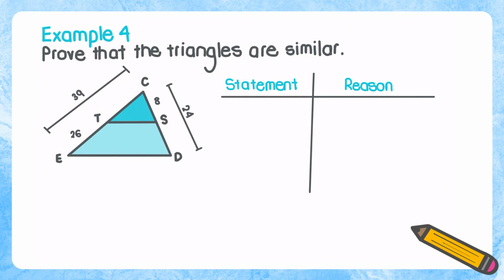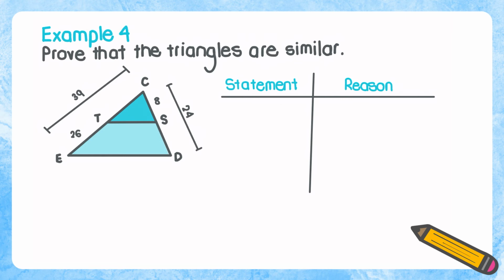Alright, so let's take a look at one more example. We're going to prove that these triangles are similar. Notice how we have a smaller triangle within a larger triangle. We're going to prove that triangle CST, the smaller triangle, is similar to triangle CDE. We're missing a few side lengths right here. For example, we're missing sides CT and SD. We're going to ignore finding side SD, but we do need to find the length of side CT.